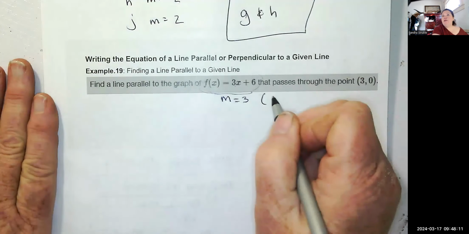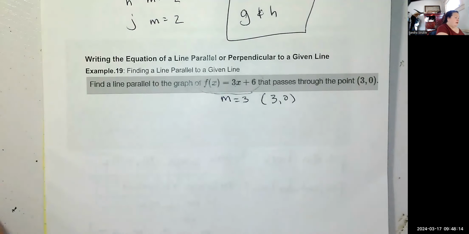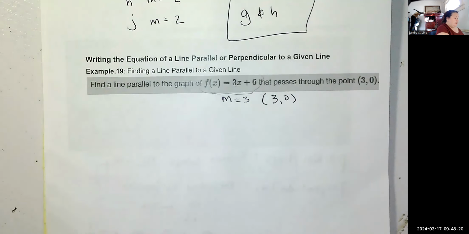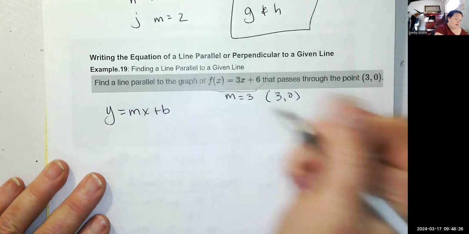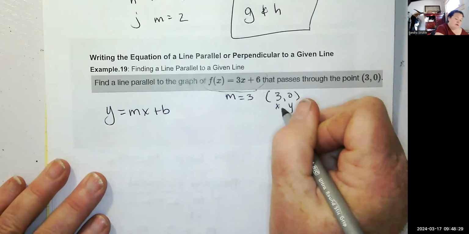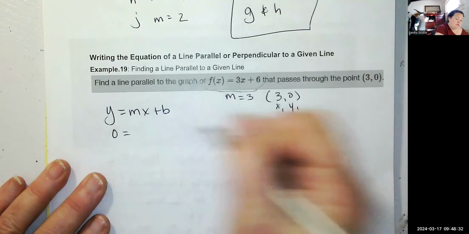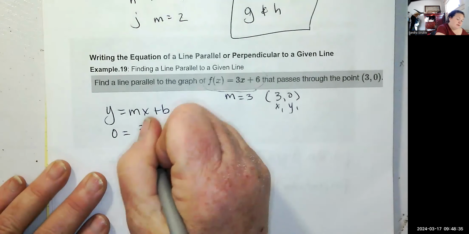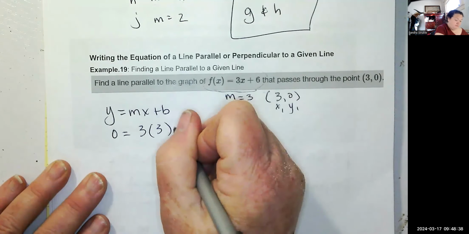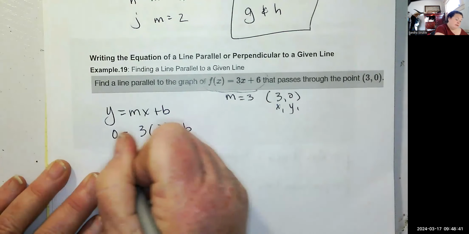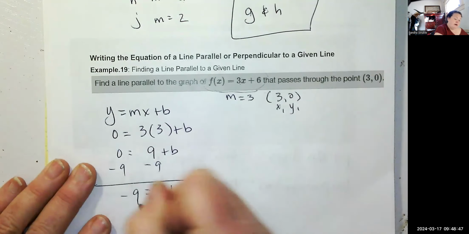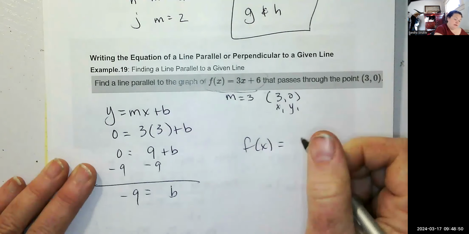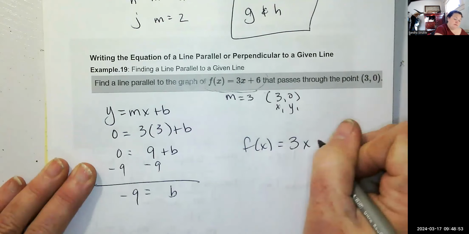And the point that it's passing through is 3, 0. We can use the point slope formula on this, or we can use y equals mx plus b. Totally your call. I find most of you like to do y equals mx plus b. This is x and this is y. So 0 is equal to m, which is 3, times 3, plus b, since we're looking for b. 0 is equal to 9 plus b. Subtract 9 from both sides, and b equals -9. So f of x is equal to 3x minus 9.